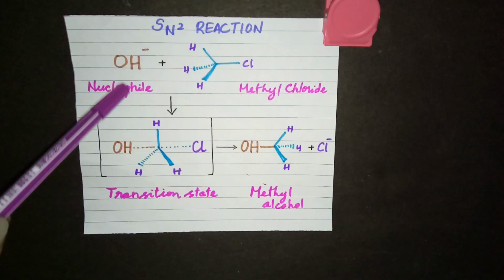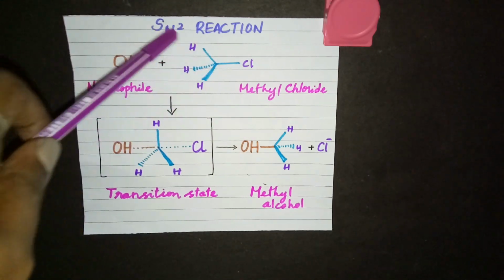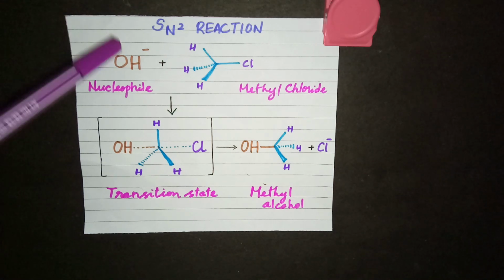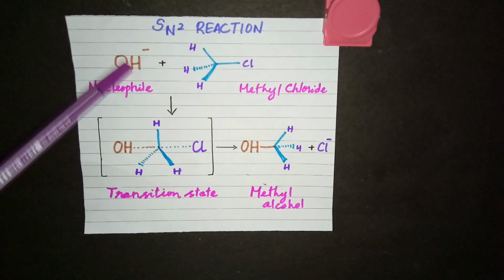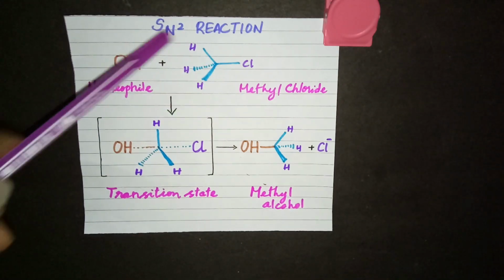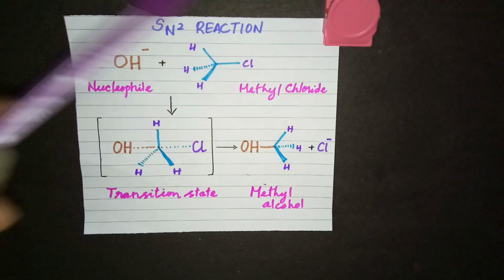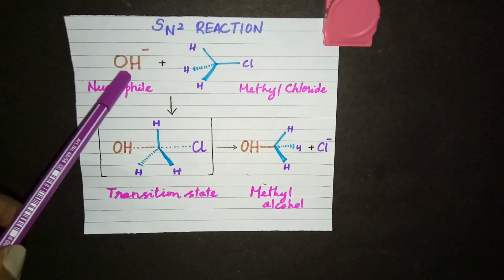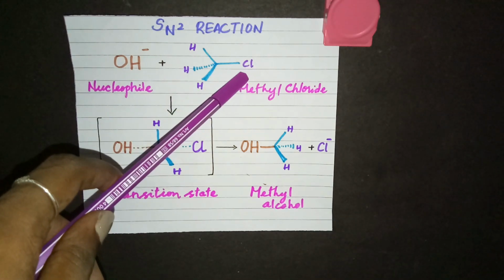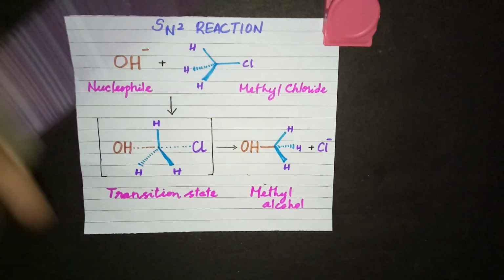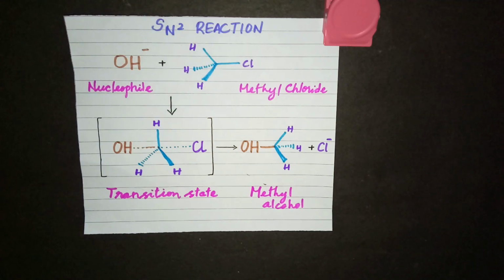So the rate of the reaction depends on both the concentrations. That's why we call this a bimolecular reaction. And remember one thing: when the nucleophile OH minus is attacking the methyl chloride, it will approach the methyl chloride from the opposite direction to the Cl ion, so that it can avoid the repulsive interaction, because OH minus is also negative. The carbon also has a partial negative charge due to high electronegativity. So this comes and attacks from the direction opposite to the halogen atom.